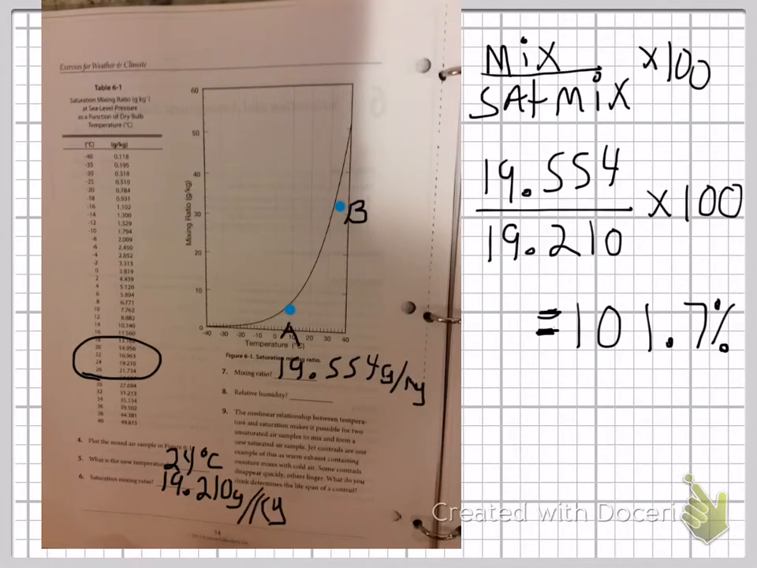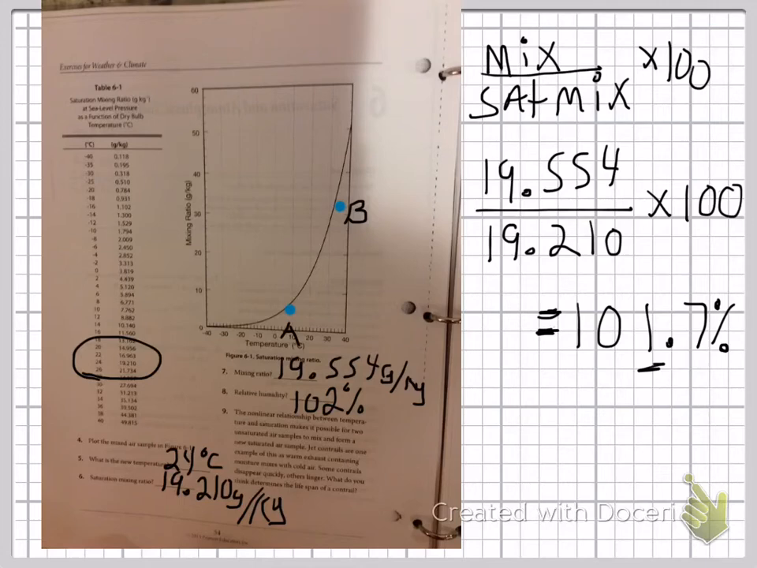Alright, so now I divided my numbers and times by 100, and I get 101.7, and since it's a percentage, I can round to the nearest whole number, so I'm going to round up, and I'll get 102% relative humidity.